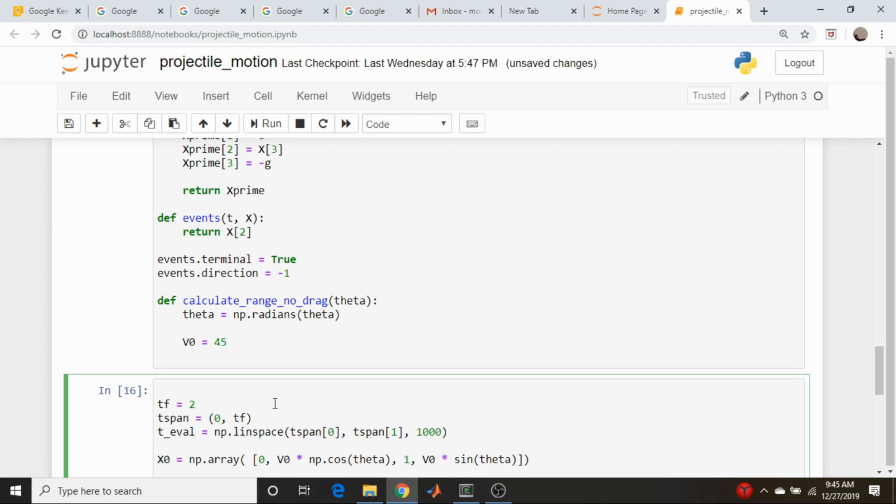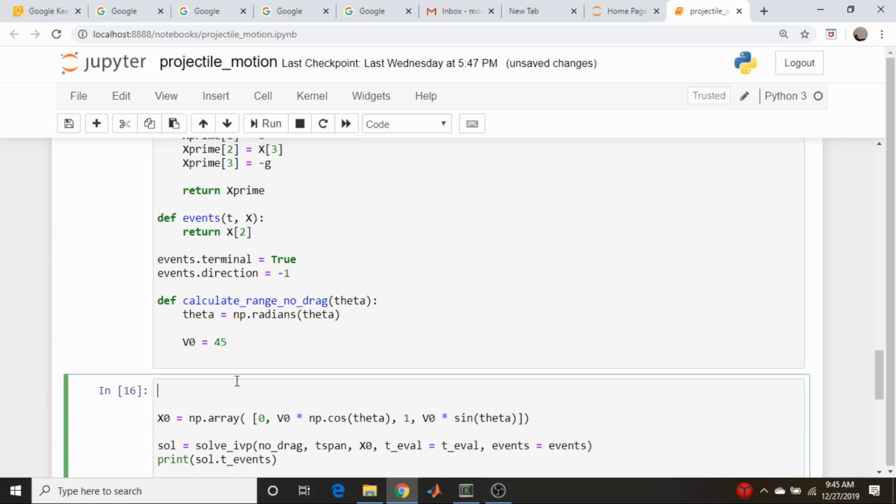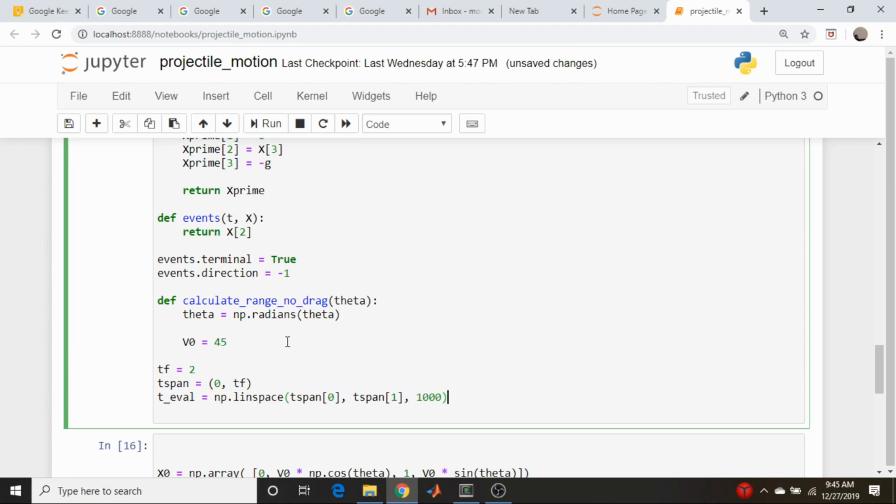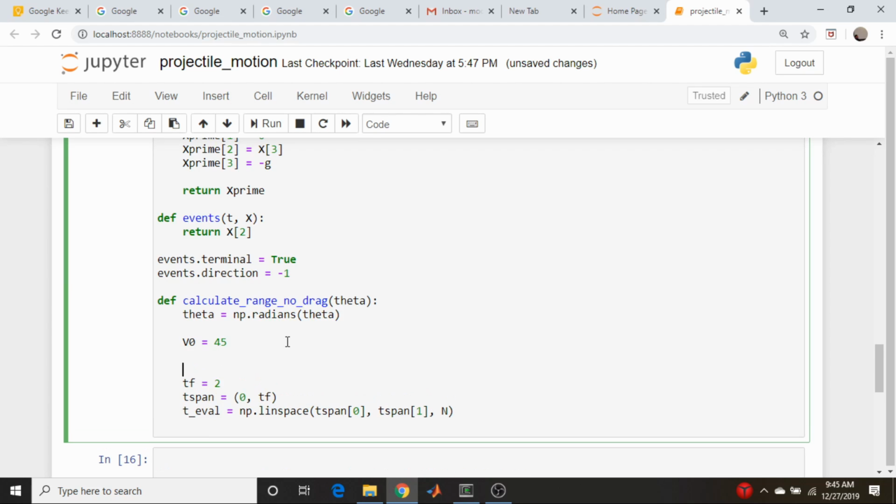We can just copy and paste a lot of this here and put it up here. But let's keep it 2 just to double check things. We'll bump it up to 5 in a second. And I want to make this n, so that the number of data points that we return will be n. And then I'll define n as 1,000 up here. In that case, we can bump up that number along with our final time if the need arises.